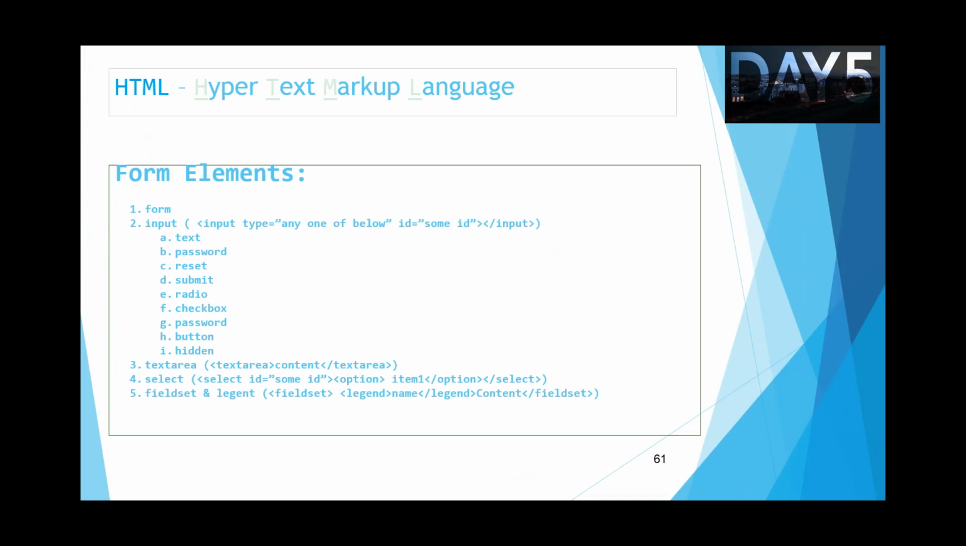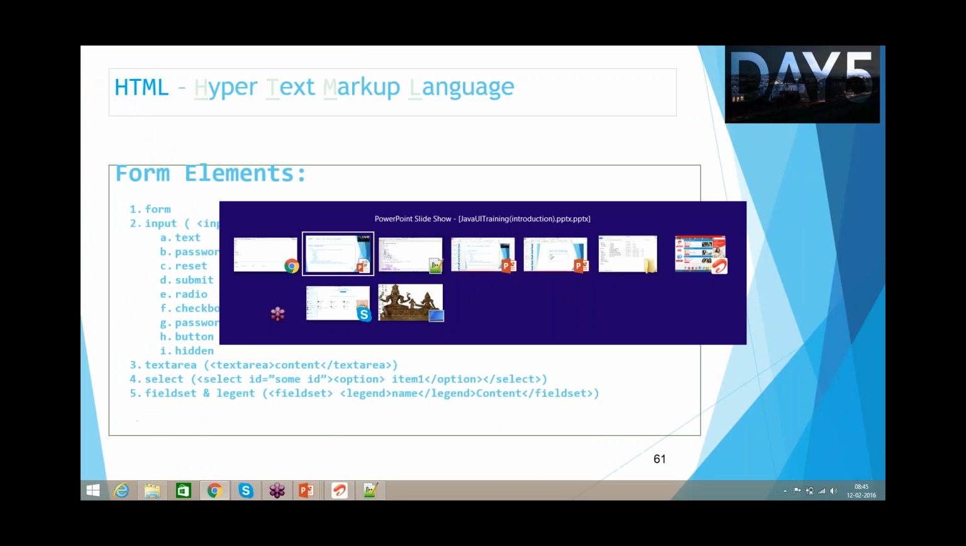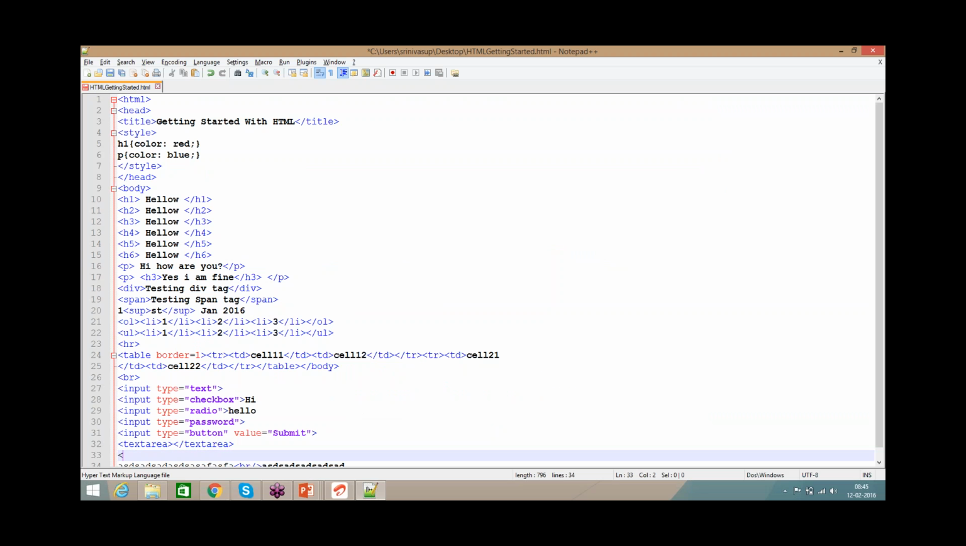And then select is mainly used to display a combo box or drop down list, as in ASP.NET. Okay, select options. You can give an option, and then here you can give India.